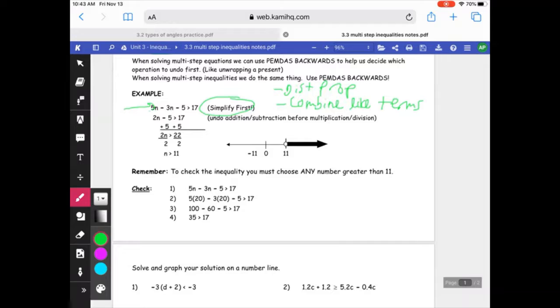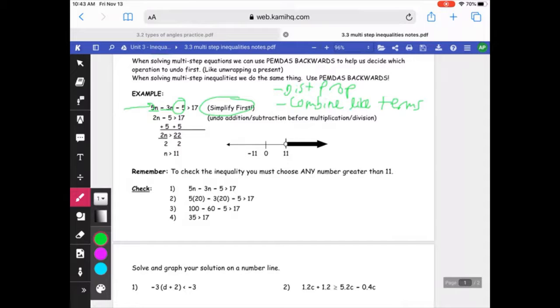So we have 5n minus 3n combines to be 2n. The minus 5 does not get combined with anything because it's by itself, so it gets brought down. And then we're going to solve the two-step inequality that results exactly the same way we've been doing. Add 5 to both sides, divide by 2, then we're going to get n is greater than 11.